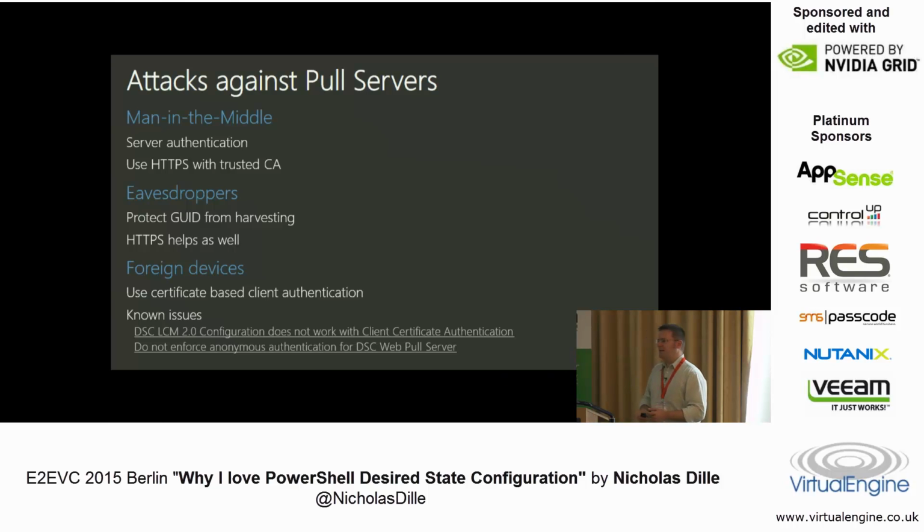And it protects you against something, let's say GUID harvesting. So you can just try out lots and lots of GUIDs and check which kind of node configurations I can retrieve from the pull server. And those node configurations tell me a lot about the environment, because they tell me what kind of services are installed on which node and how they're configured. That's some crucial information I don't want to share with anybody.